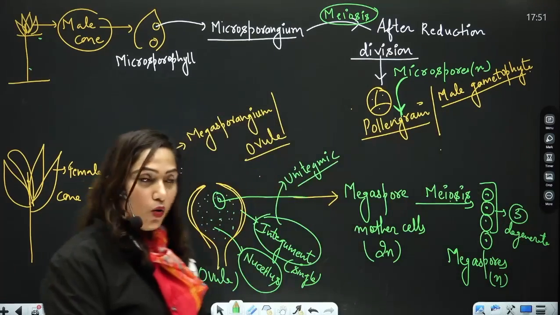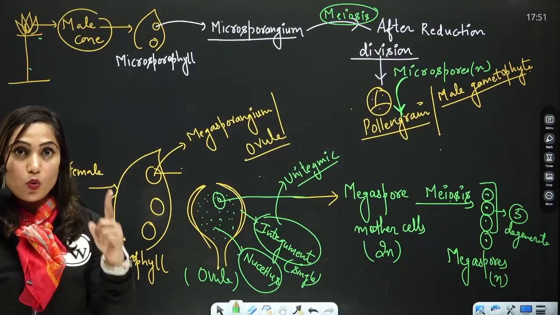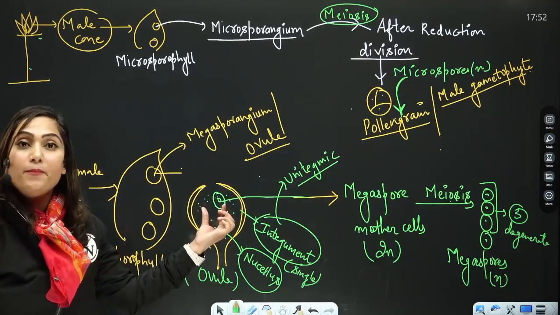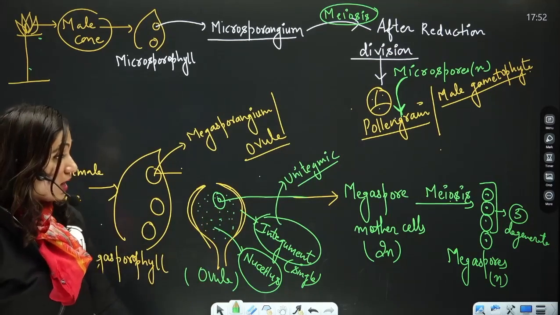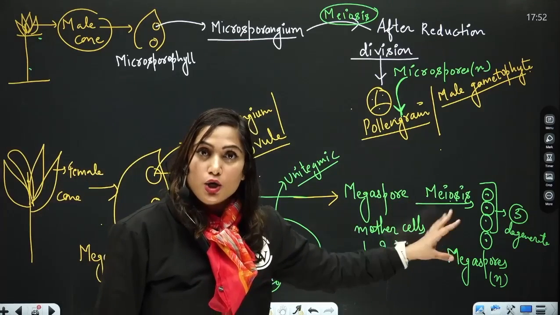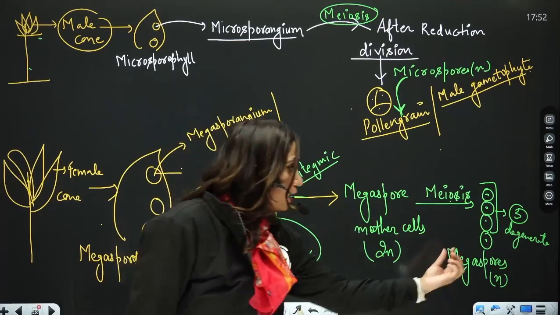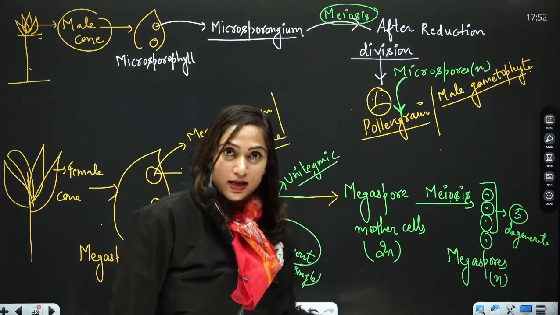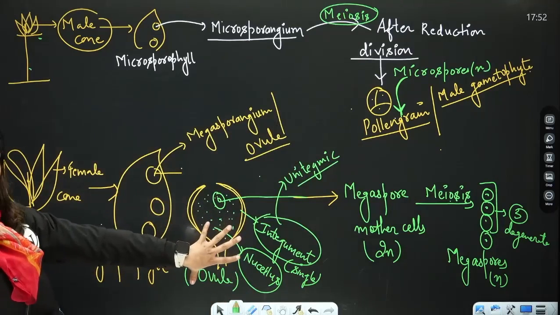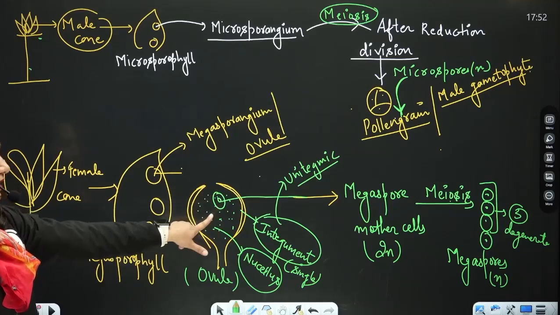And inside the ovule, one single cell of nucellus, listen carefully, one single cell of nucellus enlarges and forms the megaspore mother cell. In this megaspore mother cell, meiosis occurs to form 4 megaspores. Out of 4, 3 degenerate and only 1 is left. Clear? I hope up till here the things are clear. Megasporophyll, megasporangium, ovule, structure of ovule, and inside ovule, the megaspore mother cell is formed.